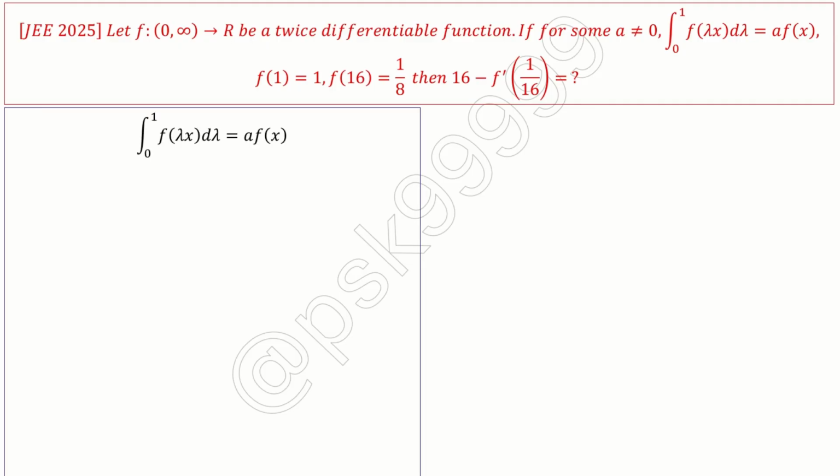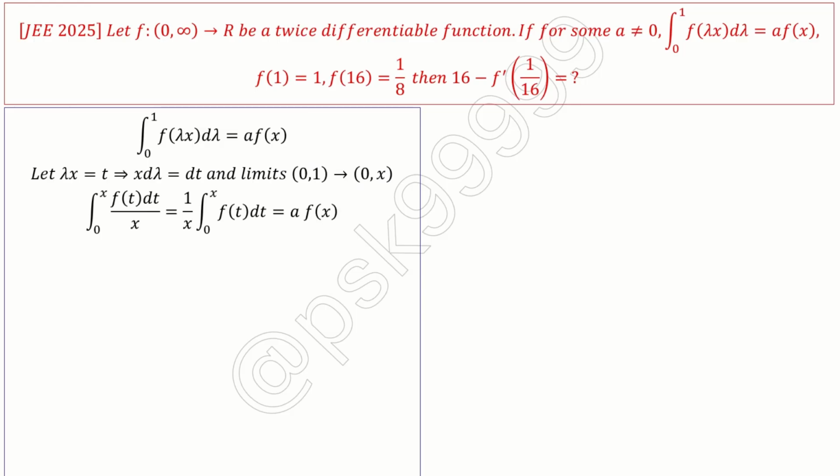So this is the given information. First thing is to convert it into a simple term instead of lambda x. Okay, so take lambda x as t, so x d lambda is dt, then the limits will change from 0 to 1 to 0 to x. Okay, so now the integration is nothing but integration from 0 to x of f of t dt by x. X is a constant here. Okay, remember, it's not a variable, t is the variable. Which is nothing but 1 by x integration from 0 to x of f of t dt, which is equal to a f of x.